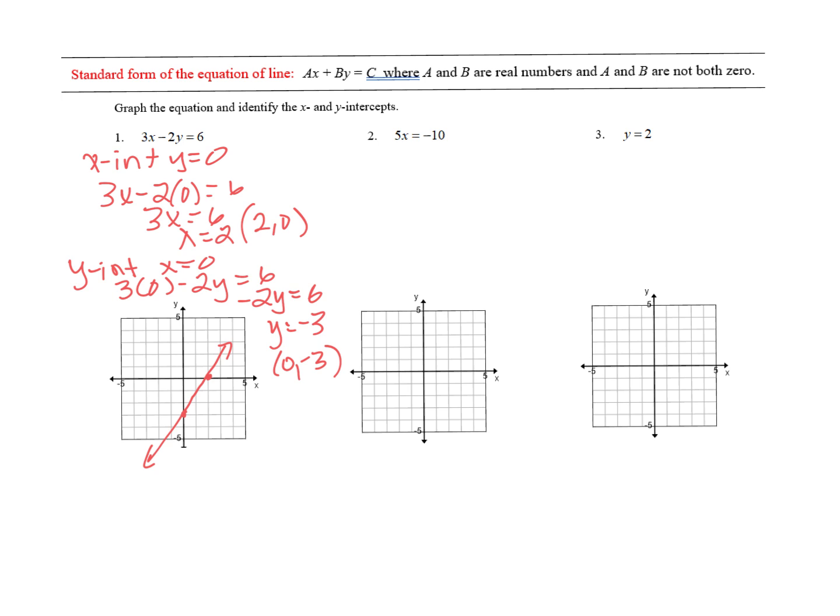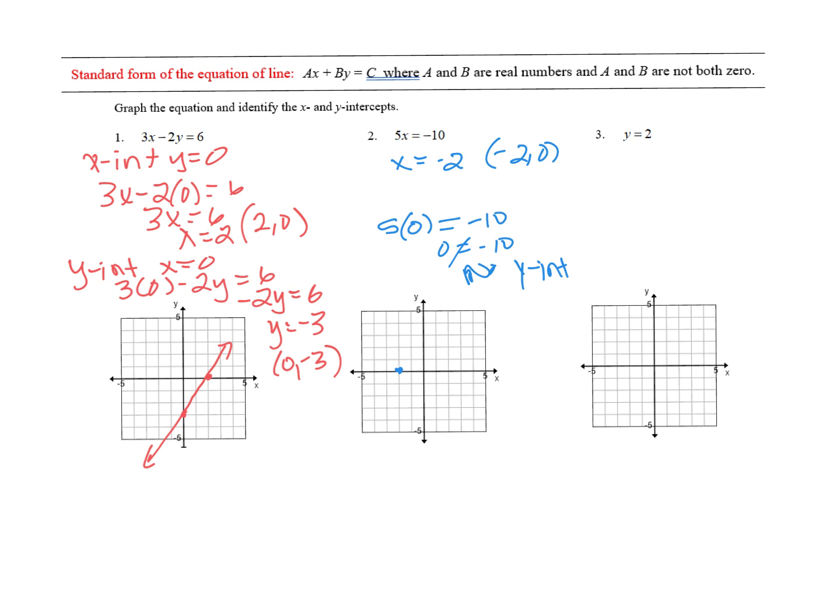Okay, let's move to the next one. This one, to find the x-intercept, we make y equal to 0. Well, I don't have a y to substitute in, so I'm really just going to solve for x. x equals negative 2, so my x-intercept is (-2, 0). Now, to find the y-intercept, we make x equals 0. Well, think about what happens when we make x equal 0. We end up with 0 equals negative 10. Well, that's not actually true, so we do not have a y-intercept here. What we have is an x-intercept of (-2, 0), no y-intercept.